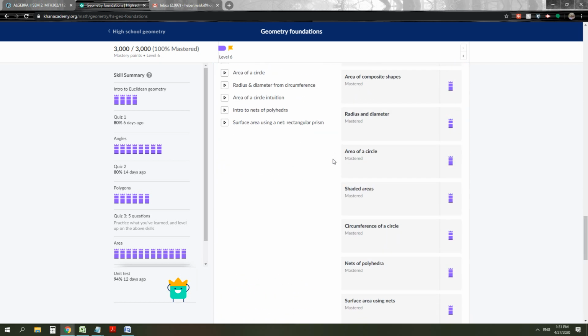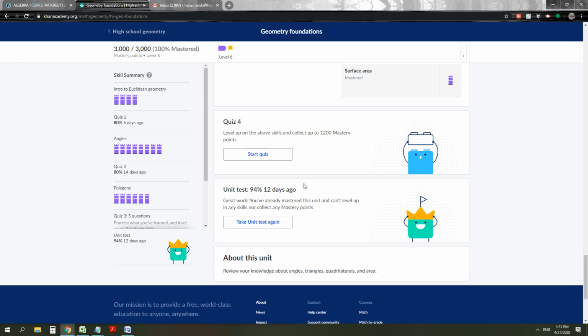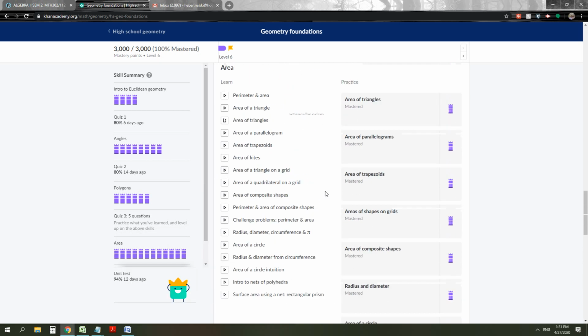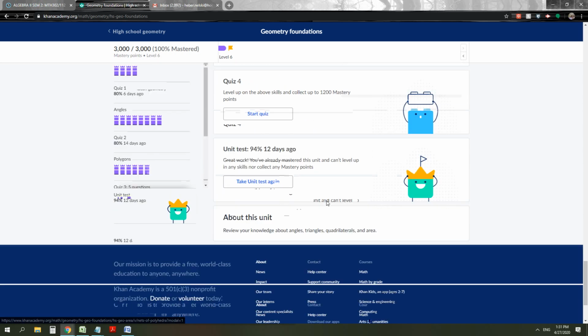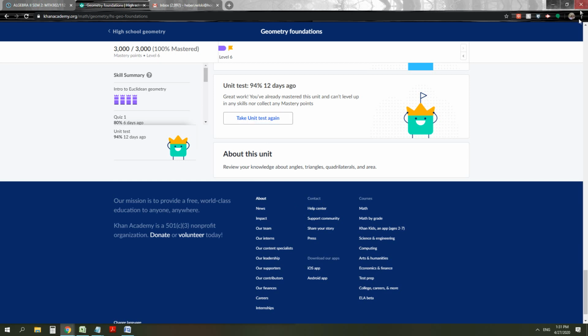I would just scroll all the way down to the very bottom to where it says unit test, and then just take the unit test. That's what I'm going to do right now. When I take the unit test, it's going to be a little bit wonky for me, because I'll just take it completely from scratch.